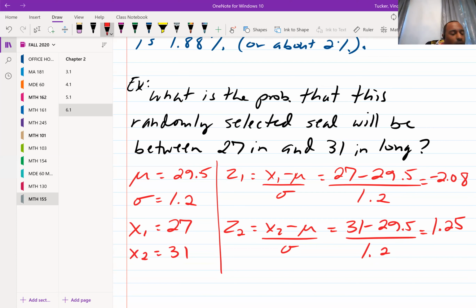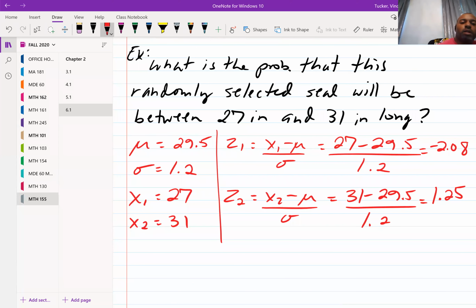All right, so those are our two z-scores. Any problem with that before we go any further? All right, so that's the first step. Second step, find the chart values for each one individually.